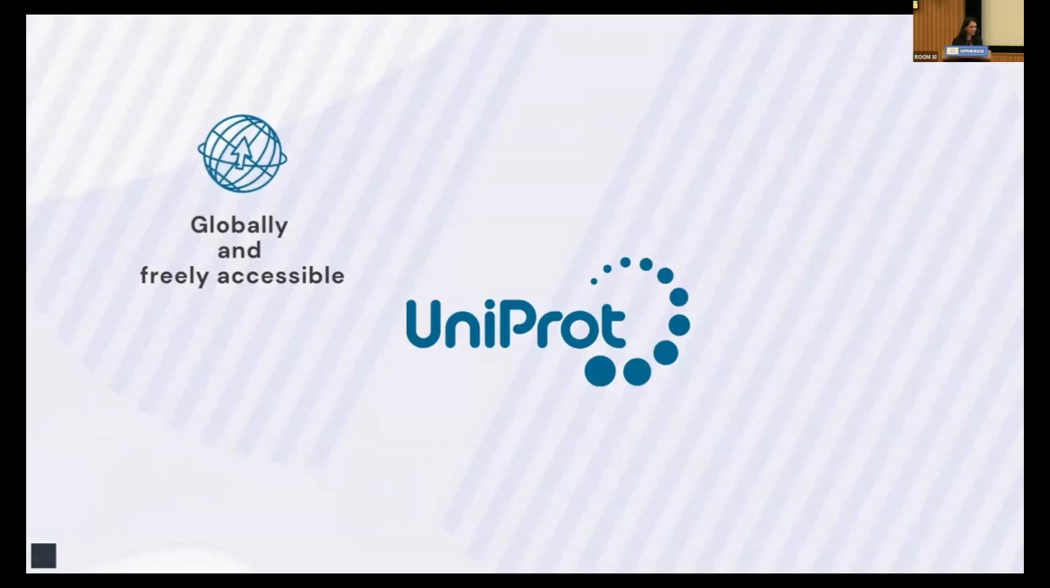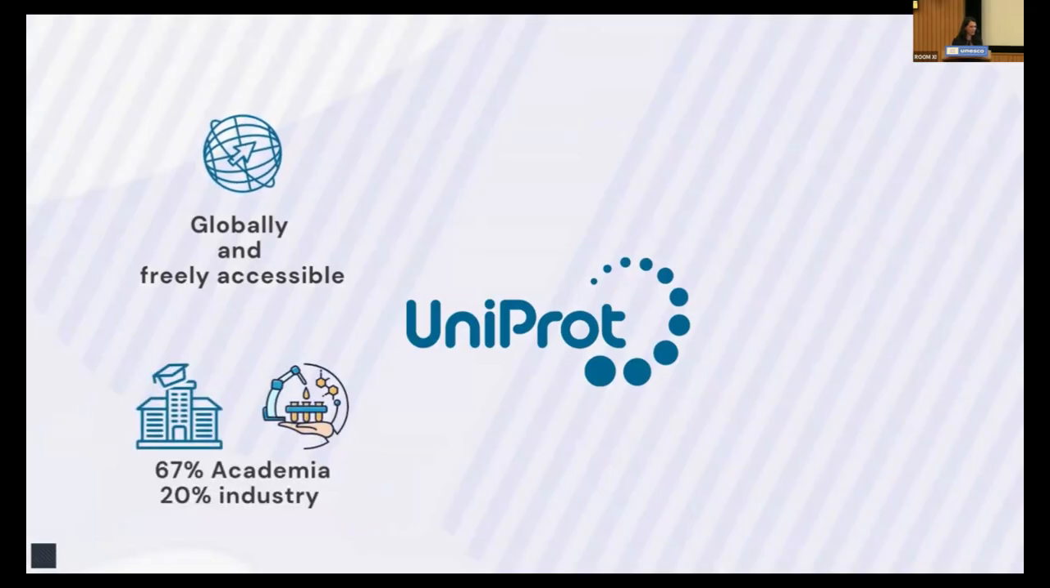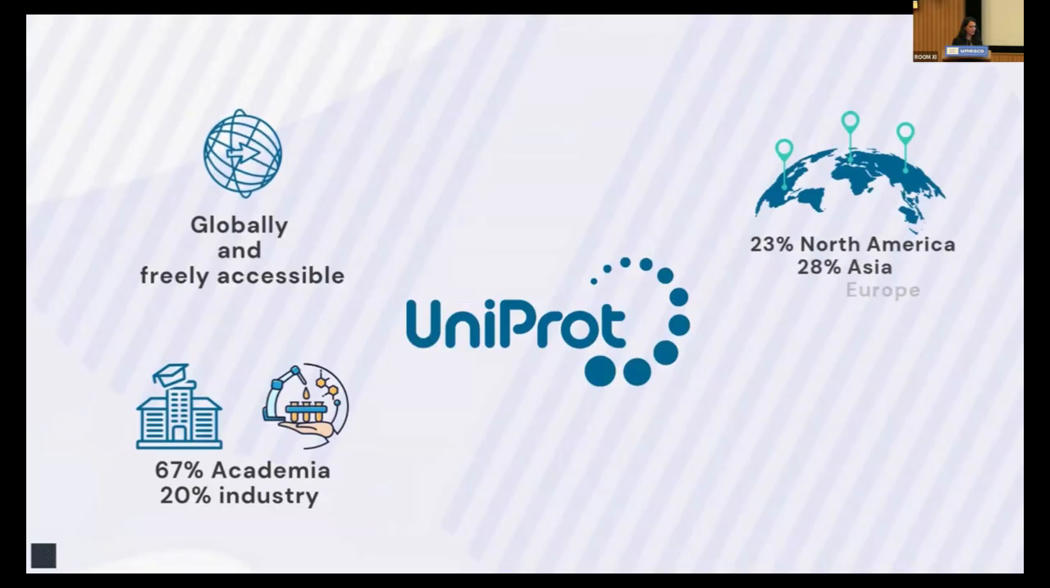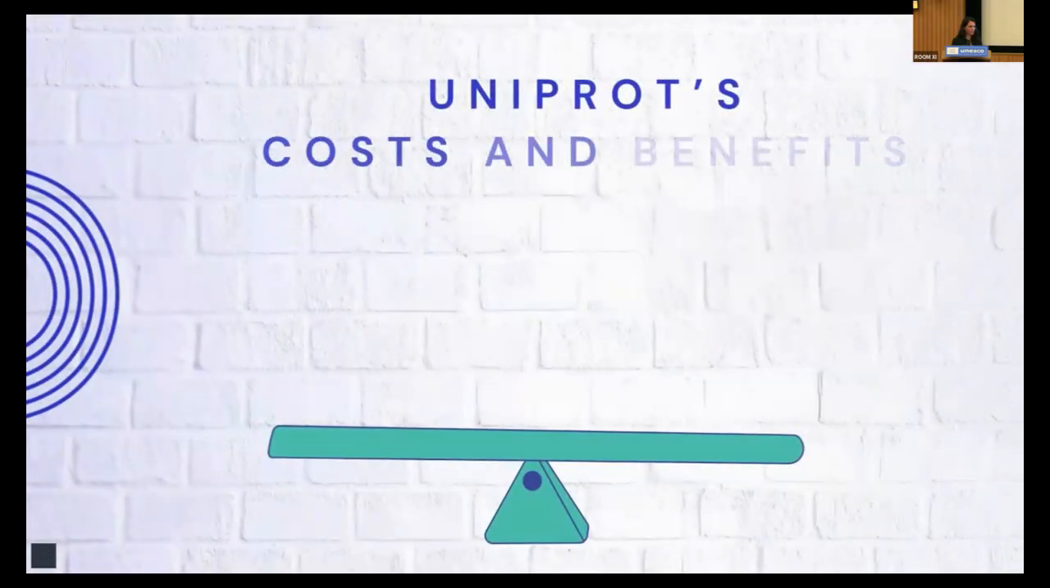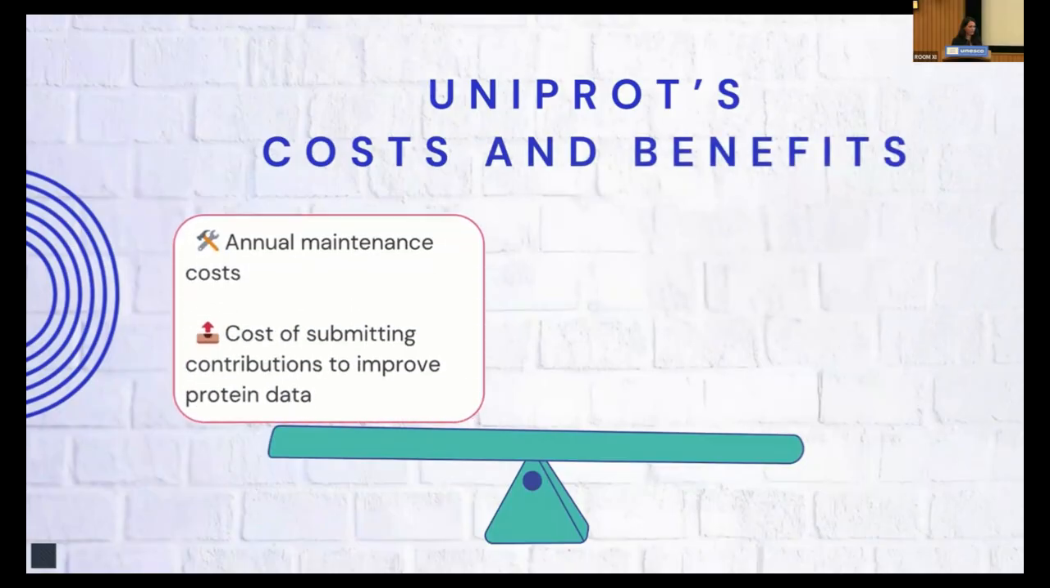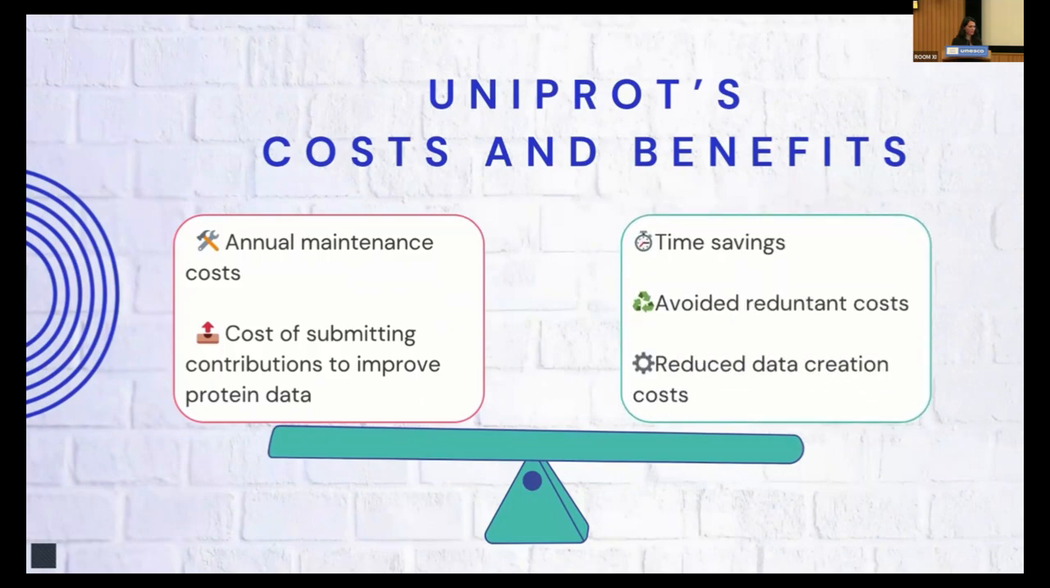UniProt supports life science researchers across academia and industry, with most users based in North America, Europe, and Asia. It is widely used in bioinformatics, biomedical technology, and pharma. The analysis estimated both the costs and benefits associated with UniProt. On the cost side, expenses borne by both the provider and users were considered. On the benefit side, users experienced several efficiency gains. UniProt helps avoid redundant work, saves time in accessing data and conducting research, and reduces data creation costs.